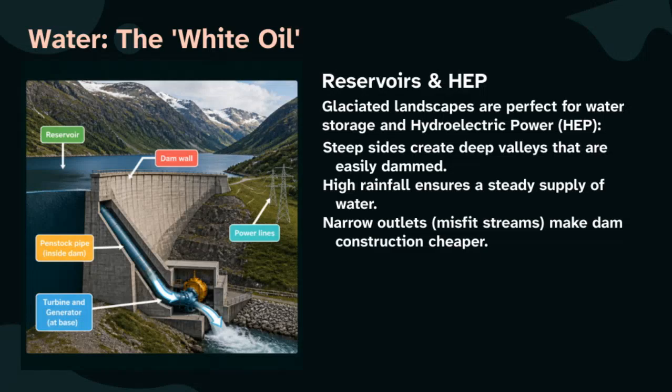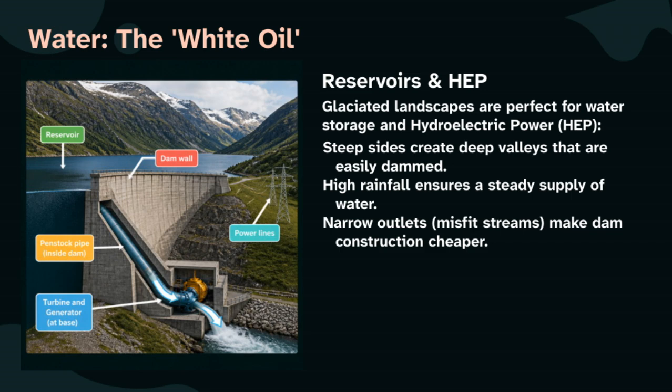Now let's look at one of the most important uses of glaciated valleys, water storage and energy production. The slide calls water the white oil. This means water is an extremely valuable resource. Glaciated landscapes are ideal for reservoirs and HEP, which stands for hydroelectric power. There are several reasons for this. First, glaciated valleys often have steep sides and deep troughs. This makes them good locations for dams because a dam can hold back a large amount of water.